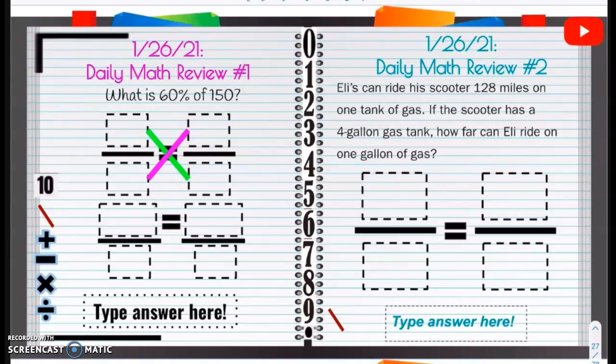January 26, 2021 Daily Math Review. We have our number 1 and number 2s here. All right, the first one, number 1. What is 60% of 150?